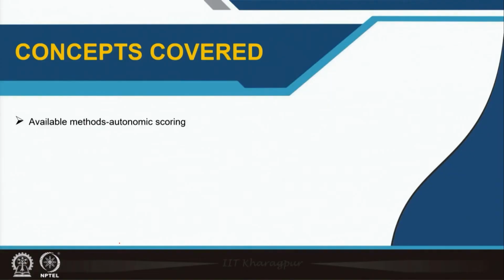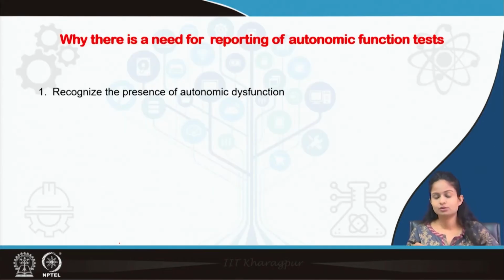Hello everyone. So today we'll start our next lecture, that is autonomic function test, lecture number 2. Already we had discussed in the previous lecture the various types of autonomic function tests, starting from Valsalva maneuver, deep breathing test and hand grip test, then cold pressor test. So now we will see what methods are available for autonomic scoring, or how this scoring is done. We have done the test, now we need to score or quantify it to check the degree or the severity of the autonomic dysfunction.